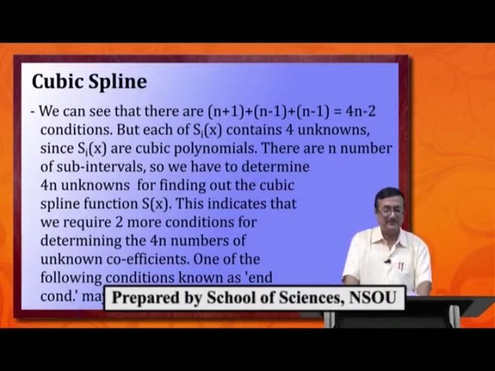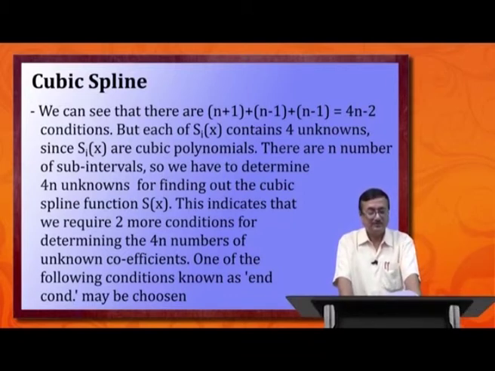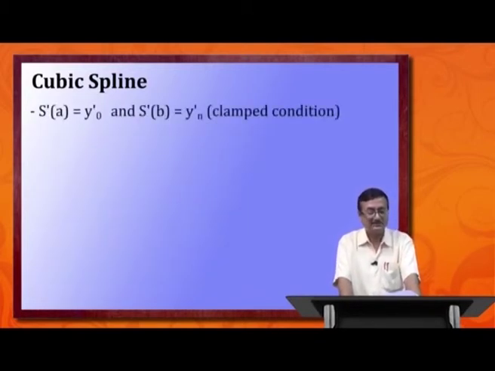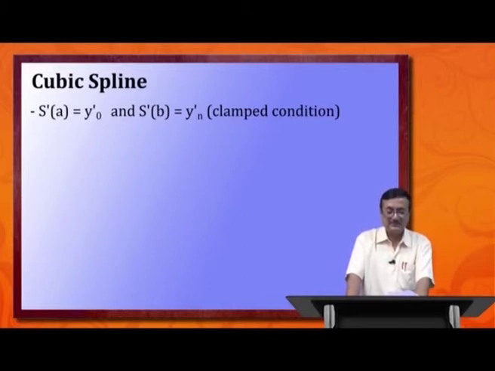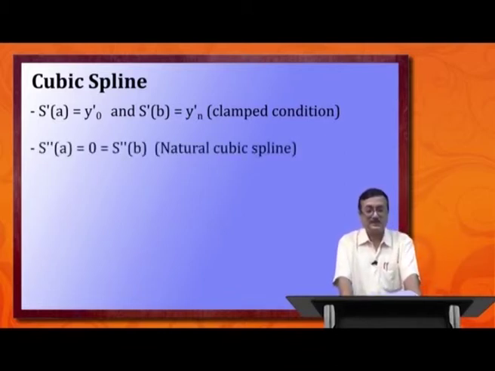One of the following conditions, known as the end conditions, may be chosen as the additional condition. At the left hand end point, at x = a, we may have S'(a) = y0', and at the right hand end point, that is x = b, we may have S'(b) = yn'. This condition is known as clamped condition. Alternatively, we may consider natural cubic spline, so that at the left hand end point x = a, S''(a) = 0, and S''(b) is also equal to 0.